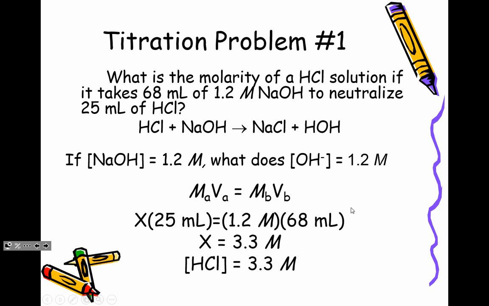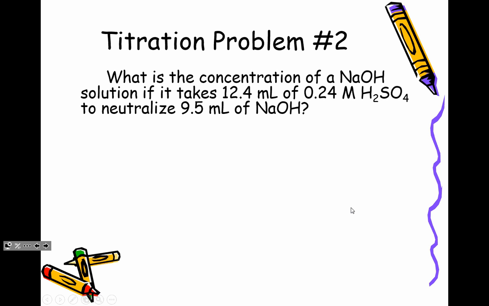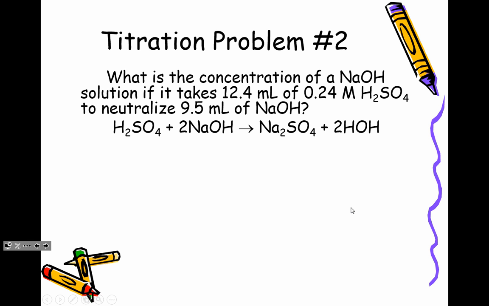Now let's look at one where it's not quite that simple. So we're going to look at a diprotic acid reacting with a monobasic base. So what is the concentration of an NaOH solution if it takes 12.4 milliliters of 0.24 molar H2SO4 to neutralize 9.5 milliliters of NaOH? Now we're going to start by looking at our double replacement reaction. Notice when we look at our balanced neutralization reaction here, we ended up using twice as much of the base as the acid, so to speak. It's a 1-to-2 mole ratio between the sulfuric acid and the NaOH, and that's because it's a diprotic acid.